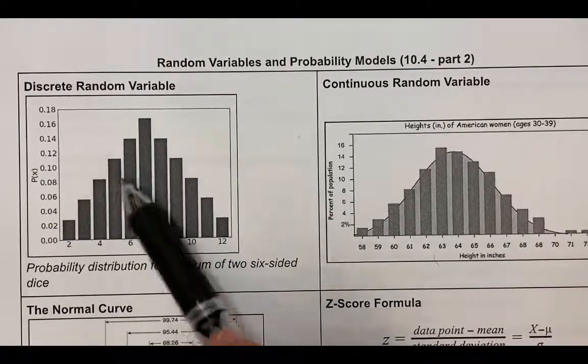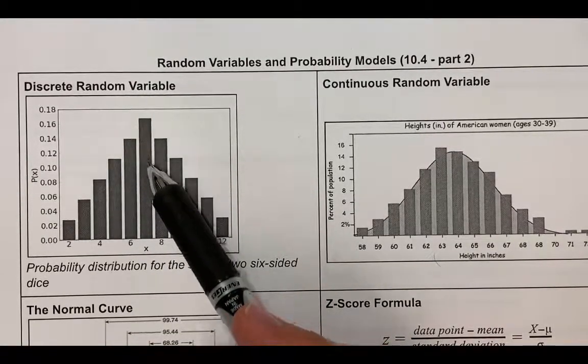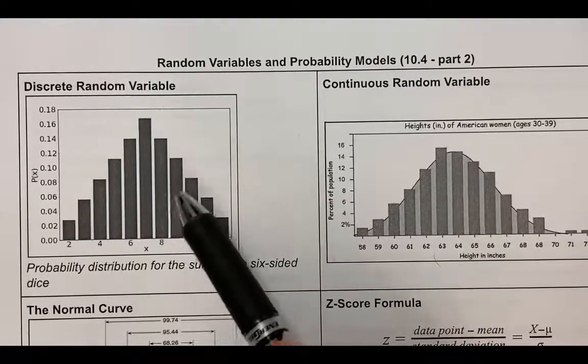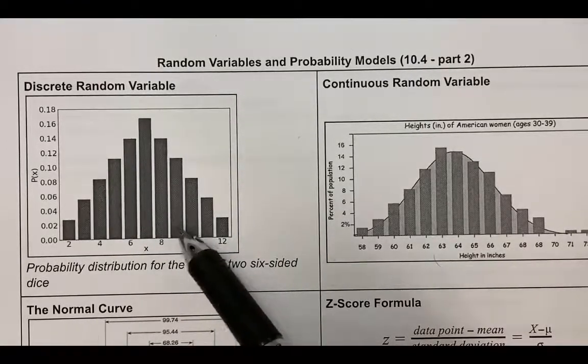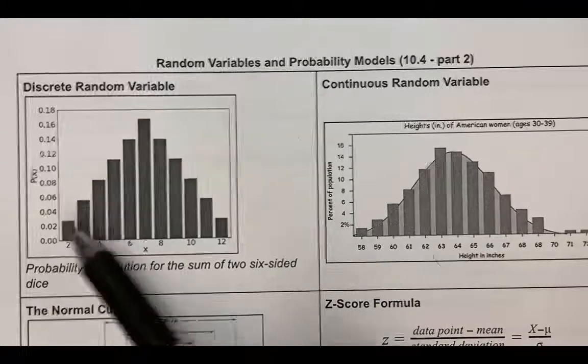This is the probability distribution. You can see that rolling a sum of 7 is the most likely thing to happen, and rolling a sum of 8 is a little less likely, and so on until you get down to a sum of 2 and a sum of 12.